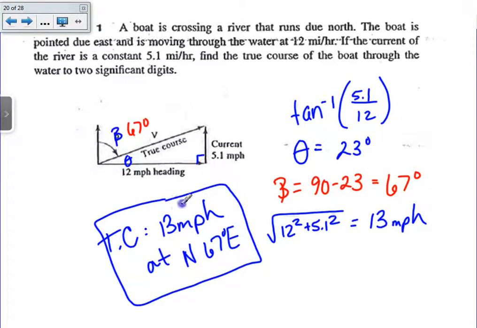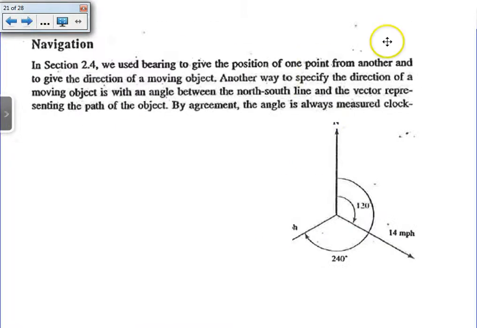Alright, and I rounded it to 13 because it said 2 significant digits. I don't think it came out to exactly 13, I forget. Okay, so this is where they're talking about possibly calculating it off of just the north position and going in a clockwise direction. So just remember that there's 2 ways that we can signify bearings.